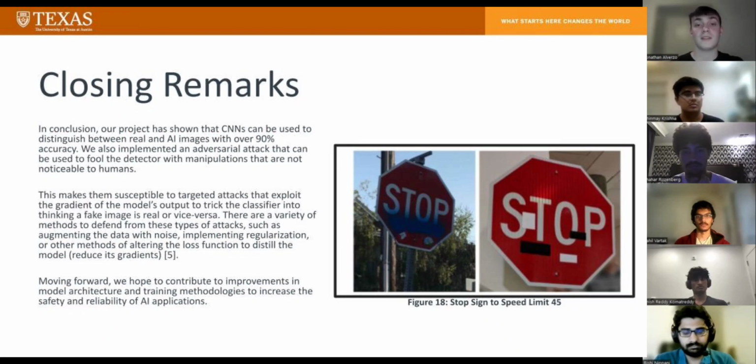There are a variety of methods to defend against these types of attacks, such as augmenting the data with noise, implementing regularization, or other methods of altering the loss function to distill the model. Moving forward, we hope to contribute to improvements in model architecture and training methodologies in order to increase the safety and reliability of AI applications. With the rapid improvements in AI image and now video generation, it is very important that security measures are concurrently developed in order to prevent bad faith actors from using AI for harm.